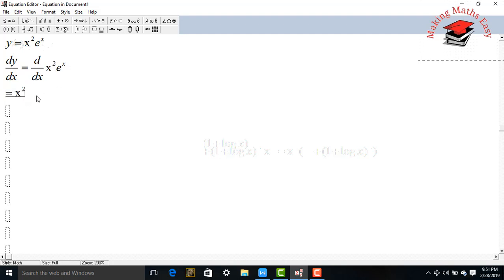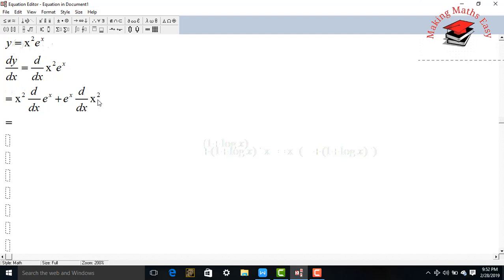So u means x square, into the derivative of e raised to x, plus e raised to x into the derivative of x square in this case. So we will use the uv rule of differentiation in order to differentiate it. The derivative of x square will be 2x, and the derivative of e raised to x will be e raised to x only. Note that the derivative and integration of e raised to x is e raised to x only.